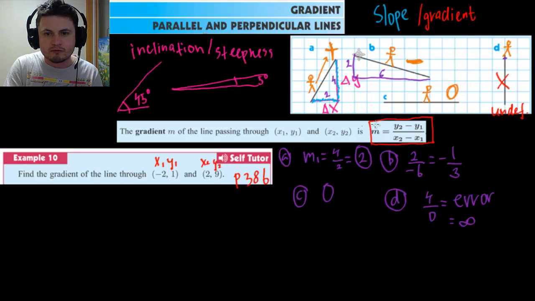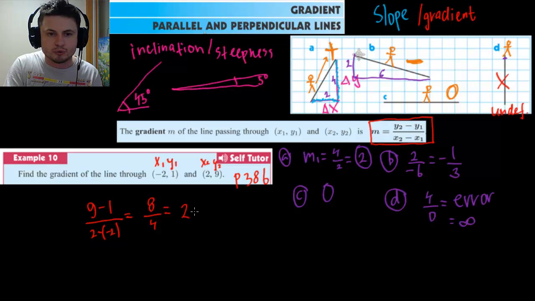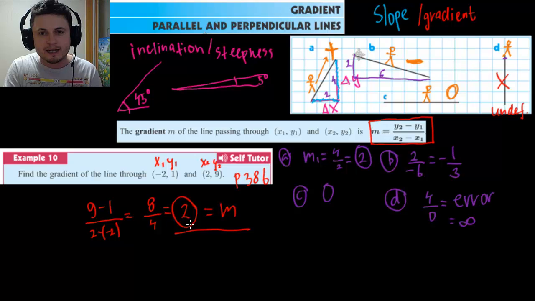So our formula is y2 minus y1, which is 9 minus 1, divided by x2 minus x1, which is 2 minus (-2). In other words, it is 8 divided by 4, or it equals 2. So this is our gradient. This is our slope for this line. And it's really that easy.